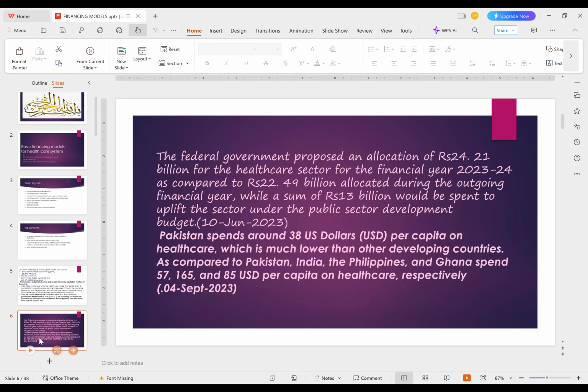Pakistan spends around 38 US dollars per capita on healthcare, which is much lower than other developing countries. Compared to Pakistan, India, the Philippines, and Ghana spend at least 57, 165, and 85 US dollars respectively per capita on healthcare.